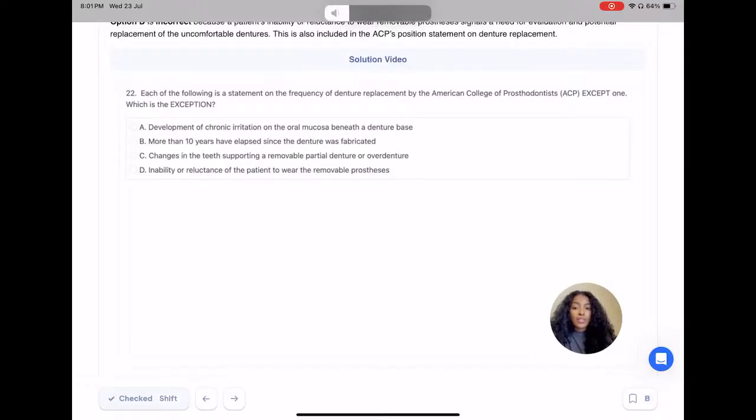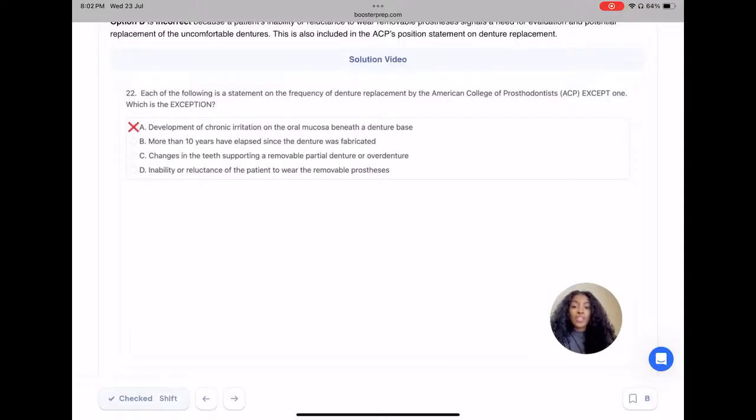So option A reads, development of chronic irritation on the oral mucosa beneath a denture base. Development of chronic irritation on the oral mucosa beneath the denture needs evaluation and possibly replacement, because it can lead to things like epulis fissuratum, oral ulcers, or candidiasis. This is part of the position statement on denture replacement by the American College of Prosthodontics, so because of that, this would make this an incorrect answer.